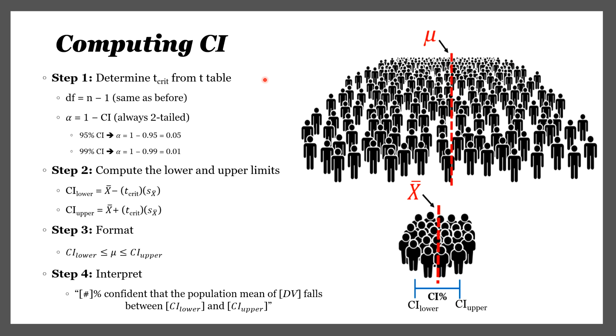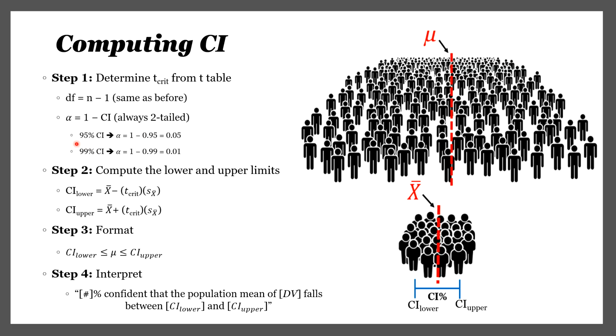So here's how you compute the confidence interval. Step one is to get a critical t value from the t table. The rows are going to be degrees of freedom, so that's n minus 1 for the single sample t-test. Now, the alpha value is going to be the column, and that's linked to your confidence level. Here's how it works.